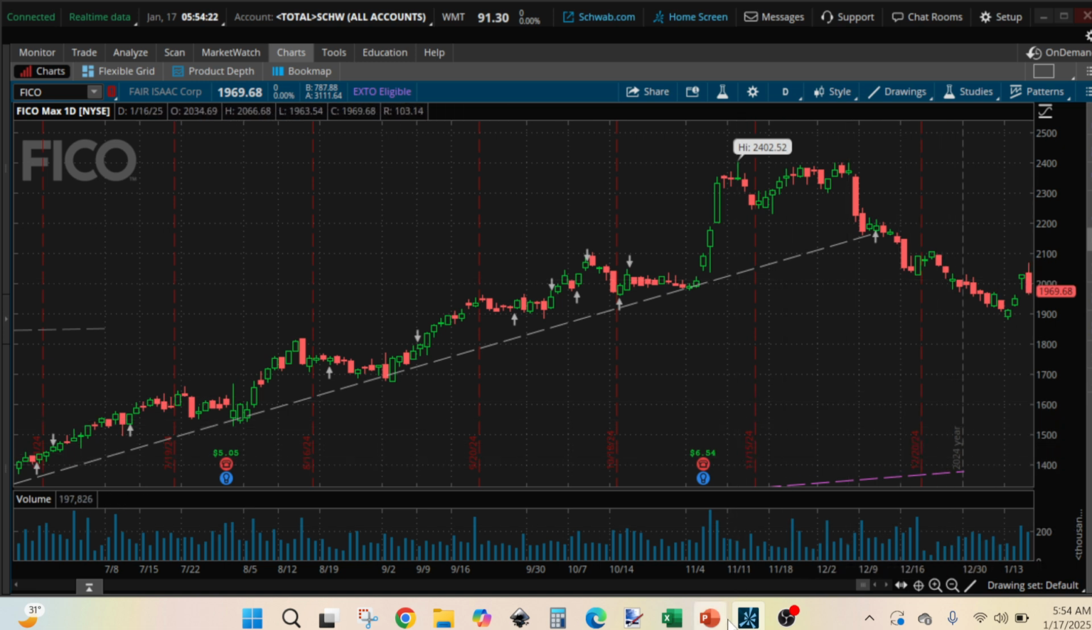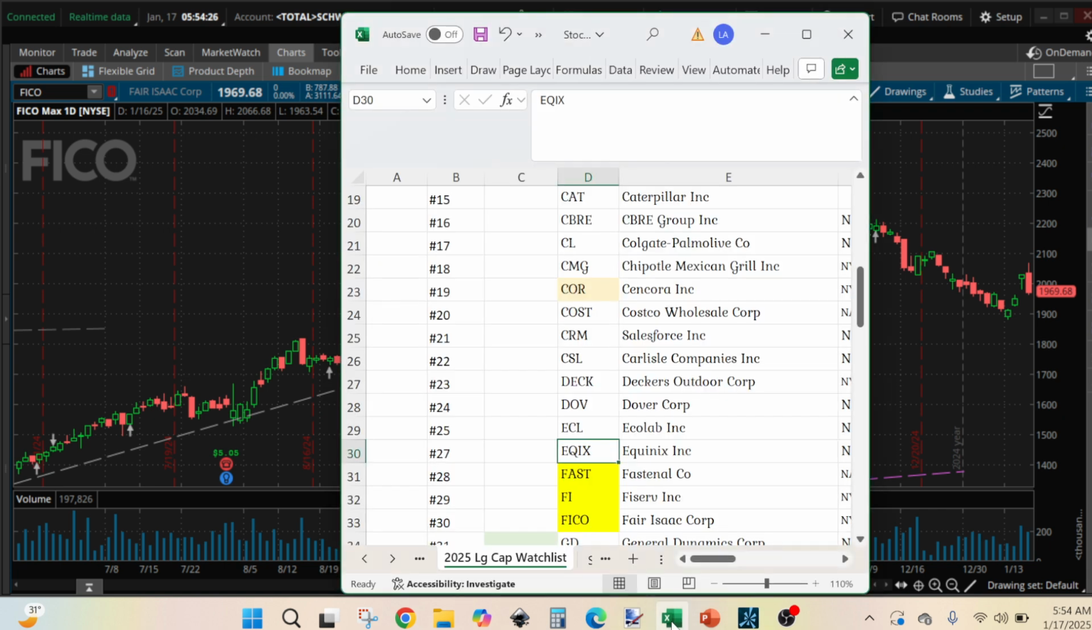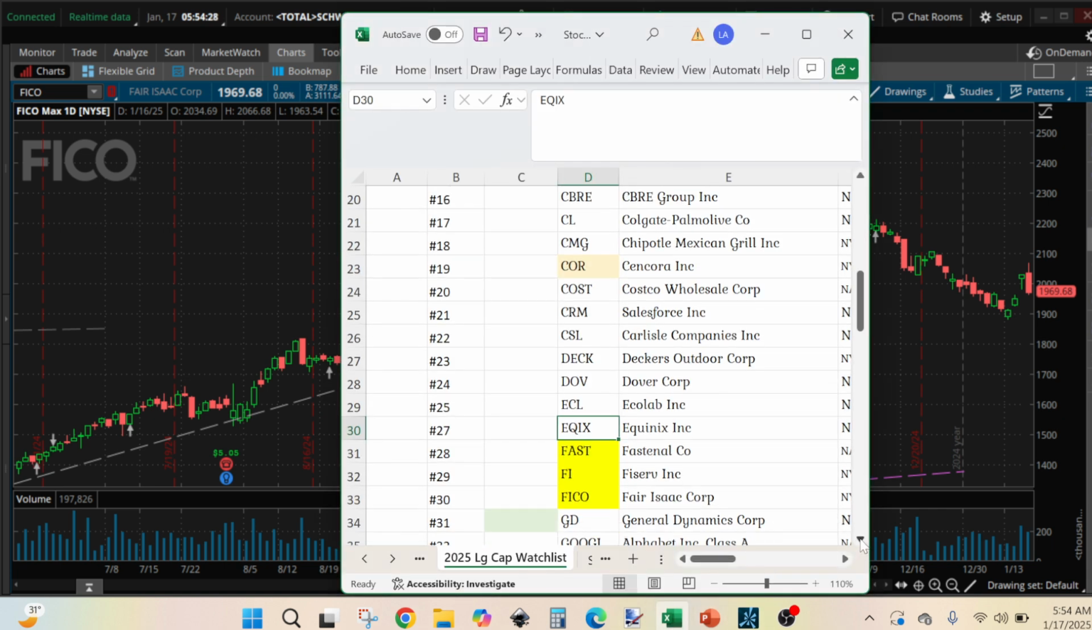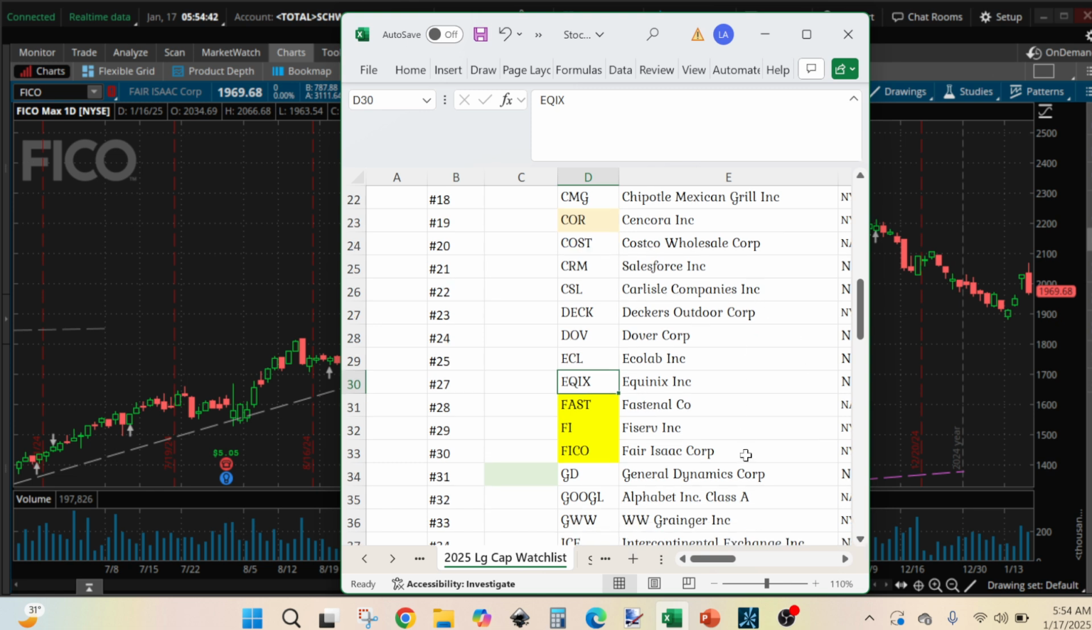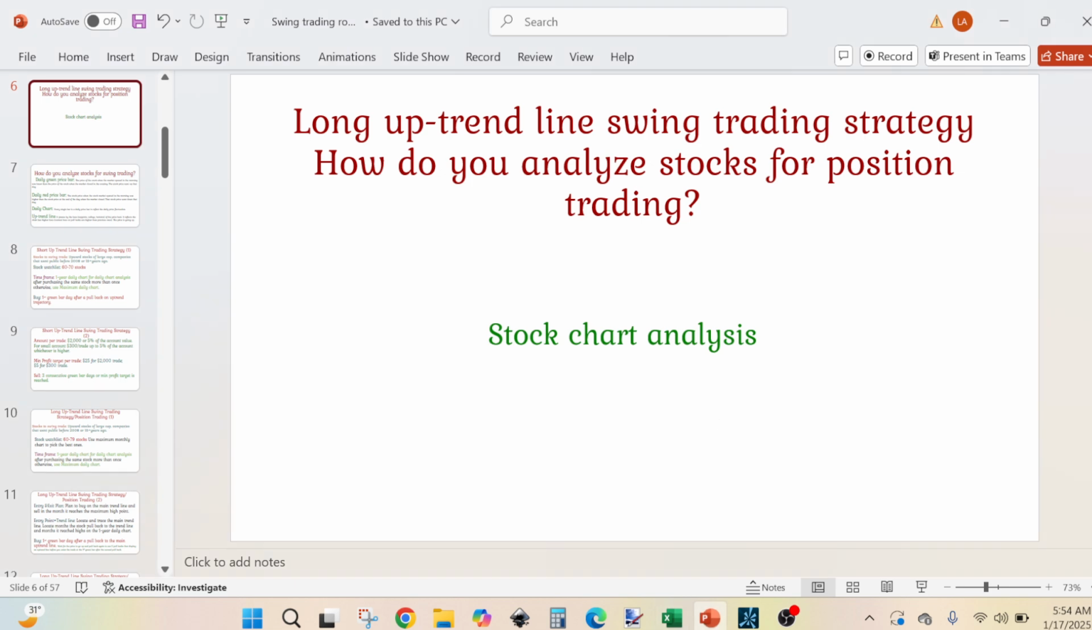But yeah, this concludes part 2 of how to analyze stocks for swing trading using the long up to long swing trading strategy, which is like position trading. So analyzing the stock chart for position trading, and we are going to have multiple videos so that we can make it short, and the link will be in the description.